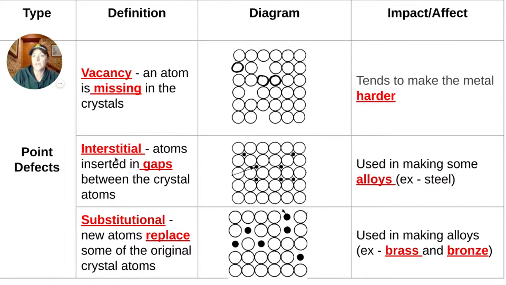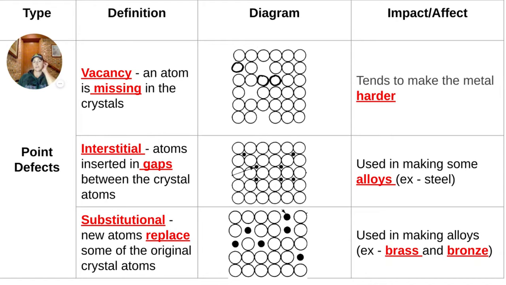Interstitial, so we have another type of defect called interstitial, and that's whenever atoms are inserted in between the gaps of the larger crystal atom. So, here is the larger crystal atom, and this honestly could be iron. When you think of iron and carbon combining to make steel, iron is a huge atom. So these bigger ones would represent the iron atom. These tiny little black atoms here are carbon atoms. Carbons are much smaller.